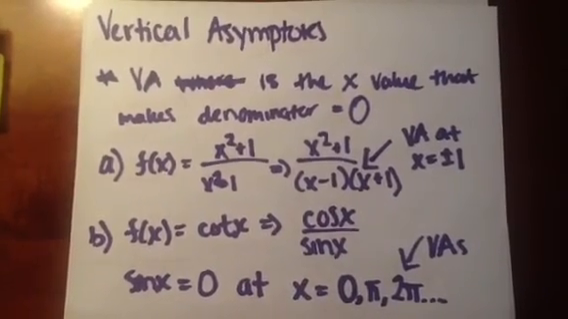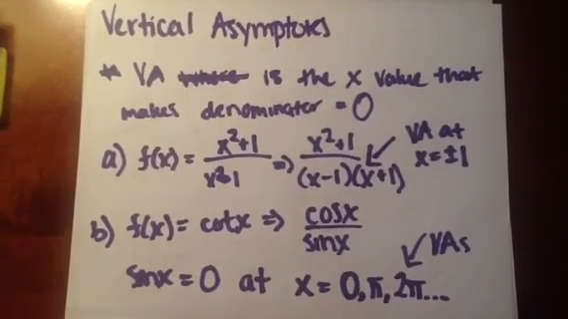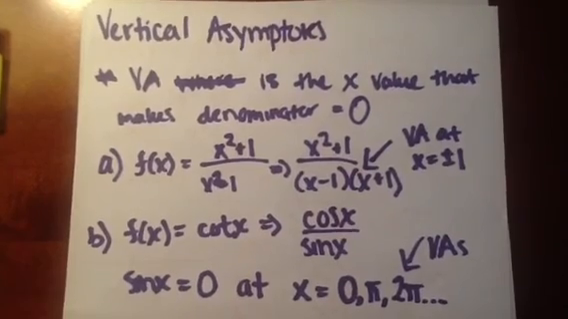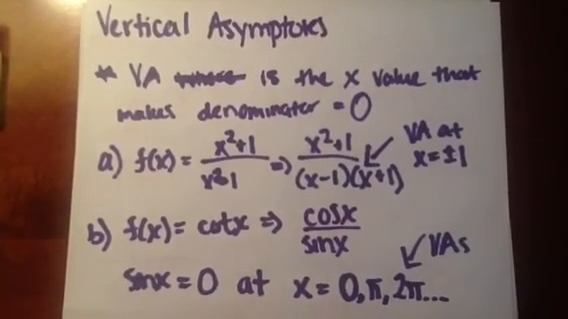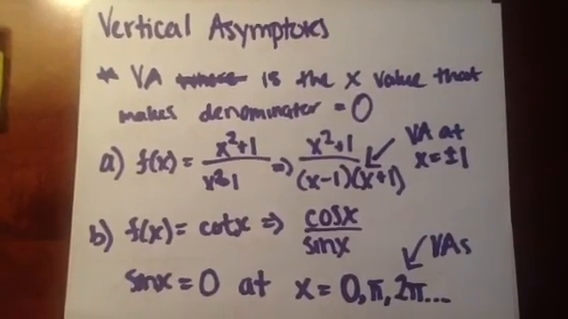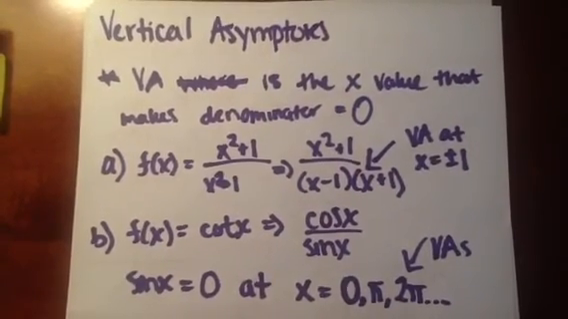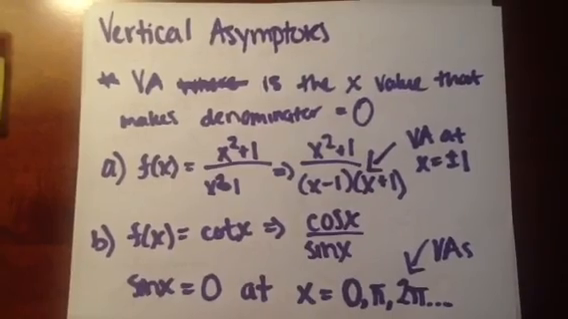Our second example is f of x equals the cotangent of x. We can then change this to cosine x over sine x. By setting the denominator equal to 0, we can see that there are vertical asymptotes at x equals 0, pi, 2 pi, and so on and so forth.